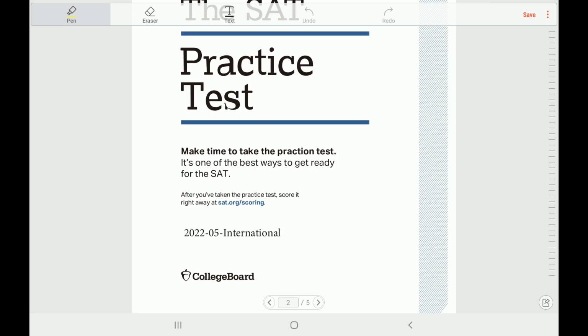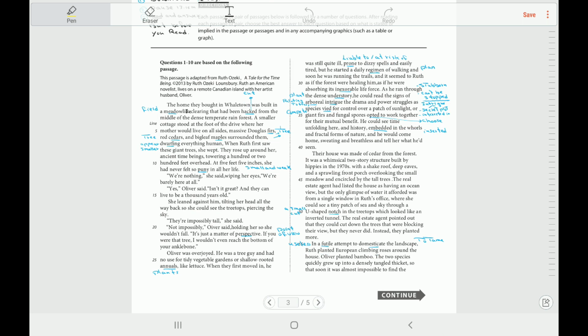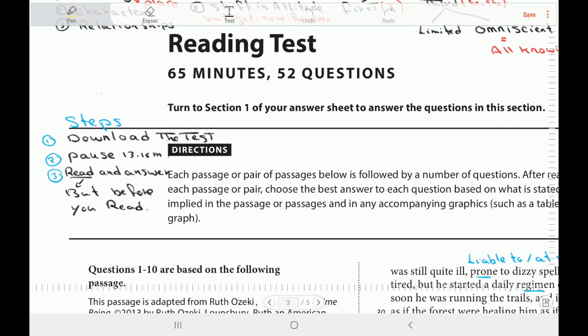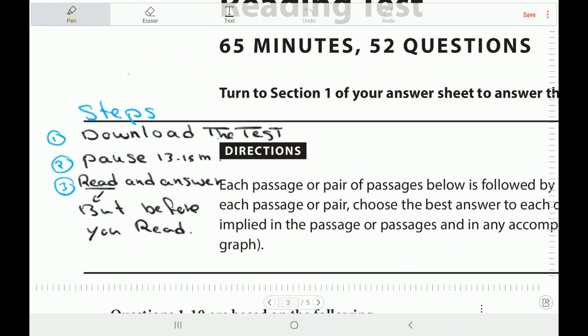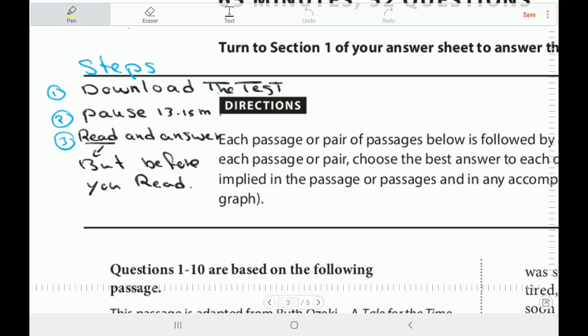So what do we have today? Today we have a reading passage from May 2022, the international version. The session will go like this, the steps. 1. I'd like you to download the test from the description below. 2. Pause this video for 13 to 15 minutes and then start reading and answering the test.